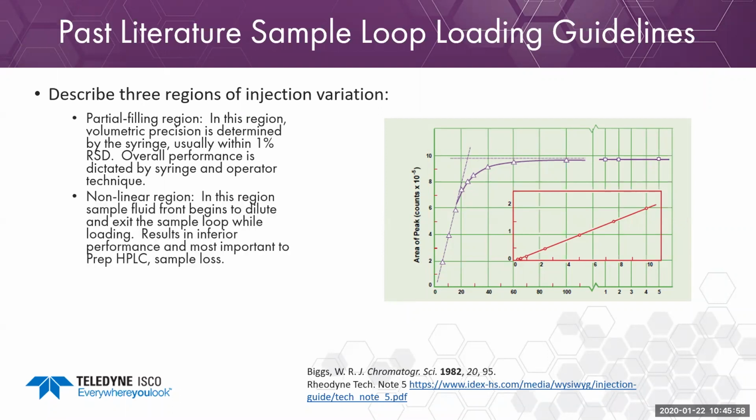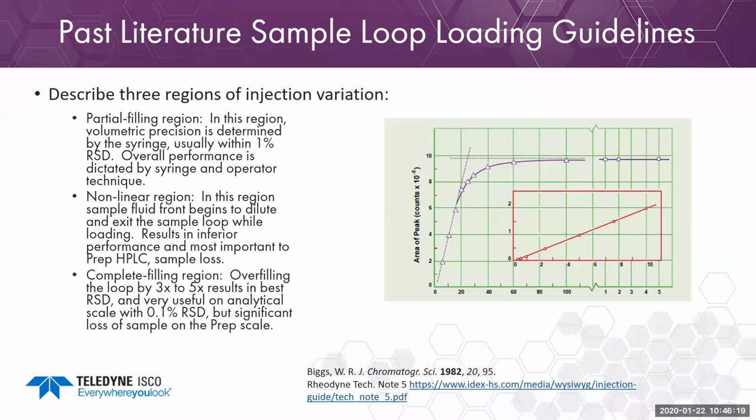The nonlinear region would be the region probably from 500 microliters to 1 milliliter for that loop size. In this region, we start to see the fluid front begin to dilute and then exit the sample loop after loading. And so obviously this is going to lead to sample loss and inferior performance, most importantly sample loss for Prep HPLC.